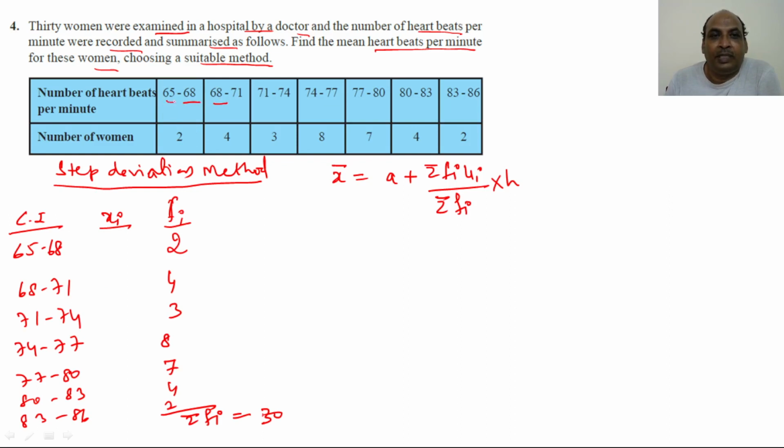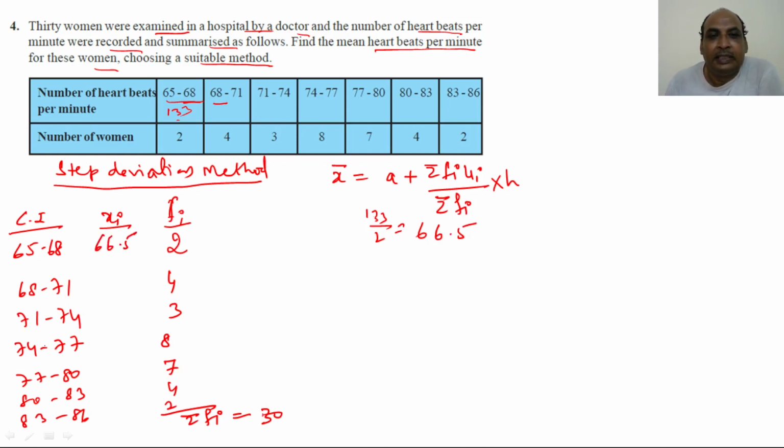So 65 plus 68 will give us 133. 133 divided by 2, correct? 133 divided by 2. So this is giving us how much? So 6, and again 13, so 66.5, correct? Right. So here 66.5.